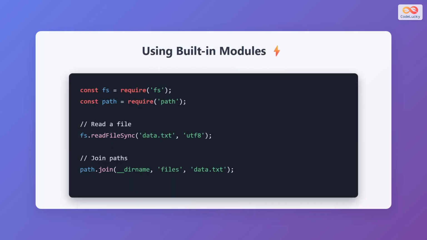Now let's see how to use these built-in modules in practice. First, we require the file system and path modules. Then, to read a file, we can use the readFileSync method from the file system module, like this: fs.readFileSync('data.txt', 'utf-8'). This reads the contents of the data.txt file. To join paths, we can use the join method from the path module like this: path.join(__dirname, 'files', 'data.txt'). This creates a path to a file named data.txt inside a directory named files.